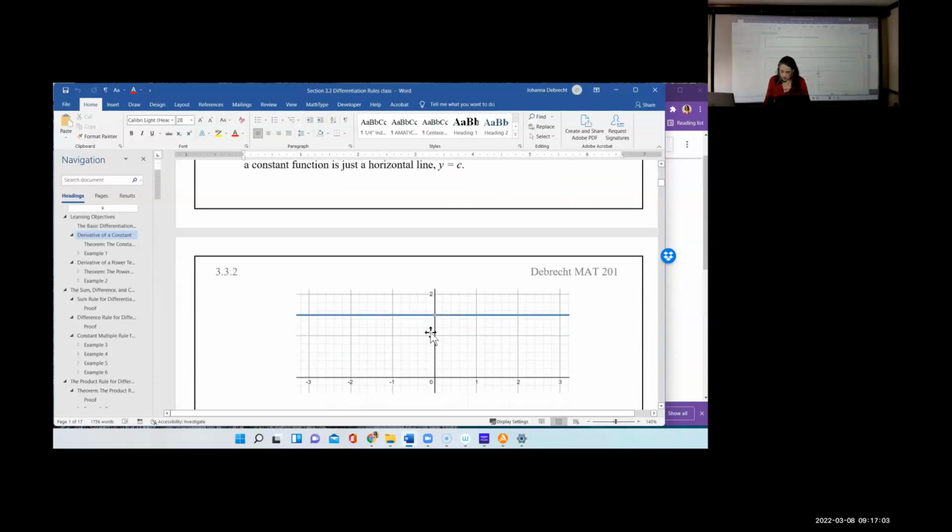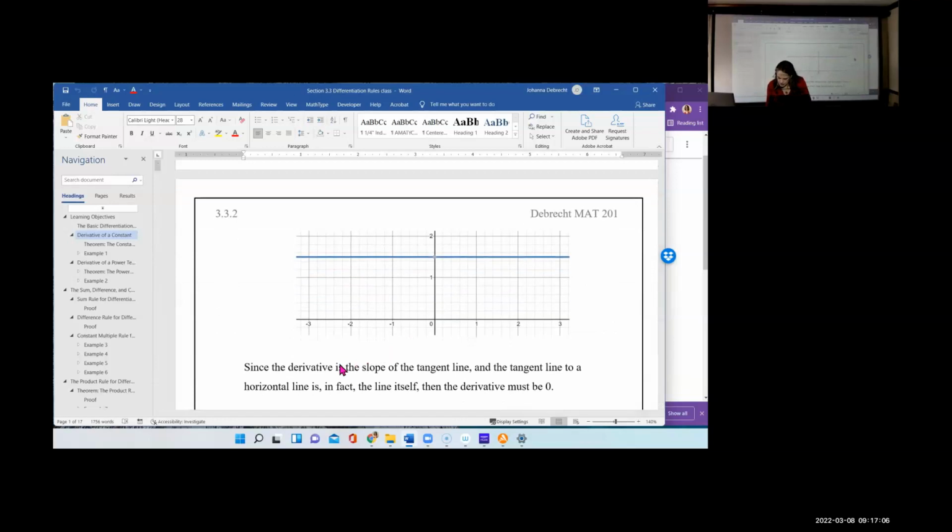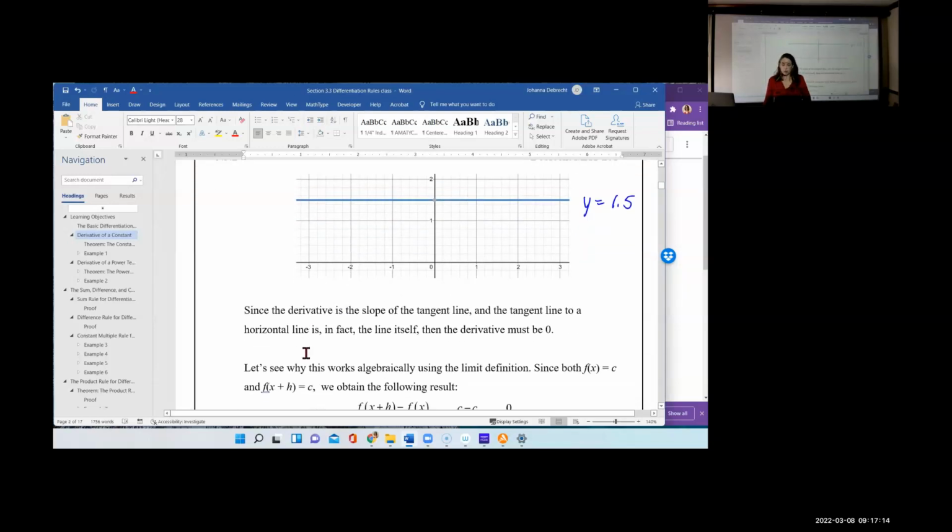So that's a horizontal line. This one happens to be, I think, y equals 1.5, looks like right there, all right? And that's just a horizontal line. Now, if I asked you, what is the slope of the derivative? You would say, well, what is the slope of a horizontal line? Well, it's 0, right? There's no vertical change. There is horizontal change. So the slope of a horizontal line is 0. So the derivative must be 0 everywhere, all right?